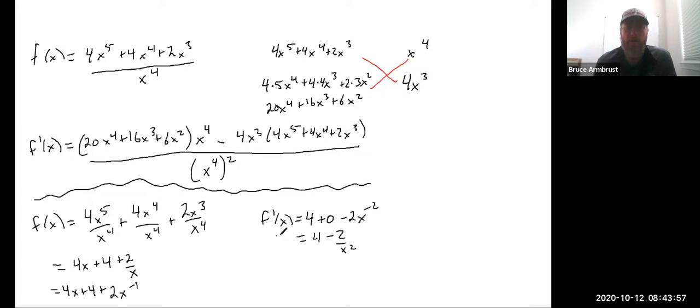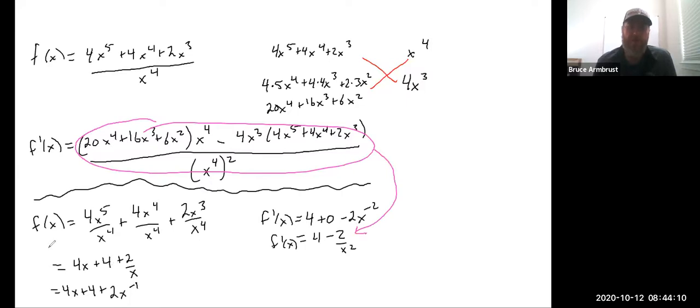So this is the derivative, 4 minus 2x squared. And I promise you that if you do all of the algebra on this thing, it's going to turn into 4 minus 2x squared.